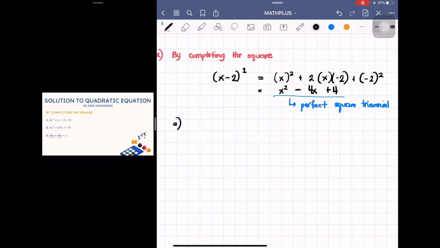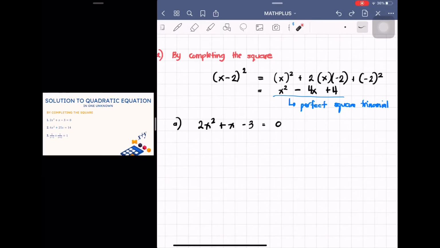Let's say you have letter A, 2x squared plus x minus 3 is equivalent to 0. Definitely this one is not a perfect square trinomial, first and foremost because of the quadratic term. Your quadratic term here has a numerical coefficient. A perfect square trinomial can actually have a quadratic term with a coefficient greater than 1. But if the quadratic term's numerical coefficient is not a perfect square, that already gives us an idea that it is not a perfect square trinomial. So, we can make it into a perfect square trinomial, and this is what you're going to do.